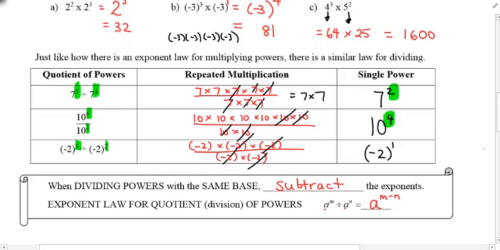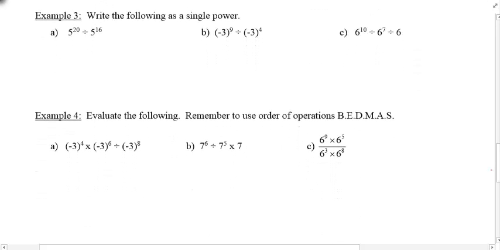So let's apply them. Turn the page. Okay, write the following as a single power. So now we're doing division. And with division, we subtract the exponents as long as the bases are the same. So in this case, both of them are a base of 5, so I can keep them as is. 20 minus 16 is 4. 5 to the power of 4.